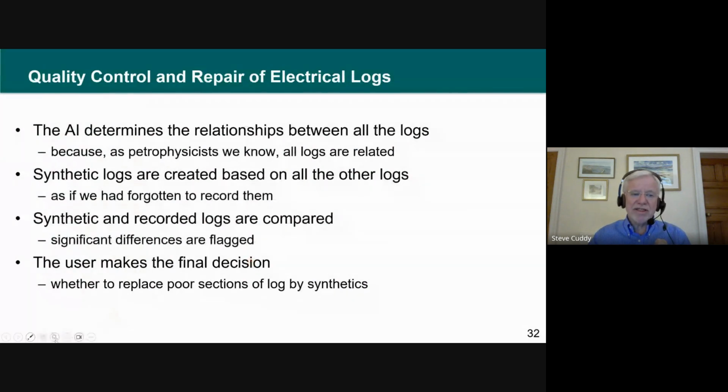Then it creates a synthetic log based on each of the logs. So it calculates, say, a synthetic density log, as if we forgot to run the density log in that well. So it predicts a density log based on the other logs without using that density information itself. Then it compares the synthetic and recorded logs, as I'll show you on the next slide, to see where the differences are. Then the user makes the final decision whether we want to replace it.